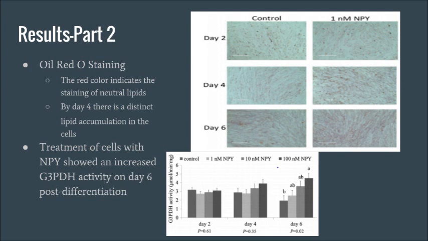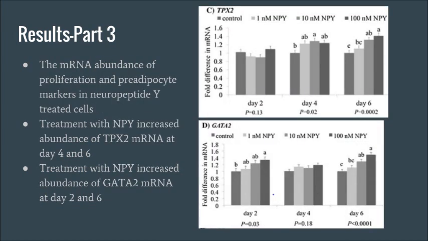The red color indicates the staining of neutral lipids, and we can see that by day 4 there is a distinct lipid accumulation in the cells. The second figure shows the treatment of the cells with NPY shows an increased glycerol 3-phosphate dehydrogenase activity on day 6 post-differentiation. These two figures show the mRNA abundance of proliferation and pre-adipocyte markers in neuropeptide Y treated cells.